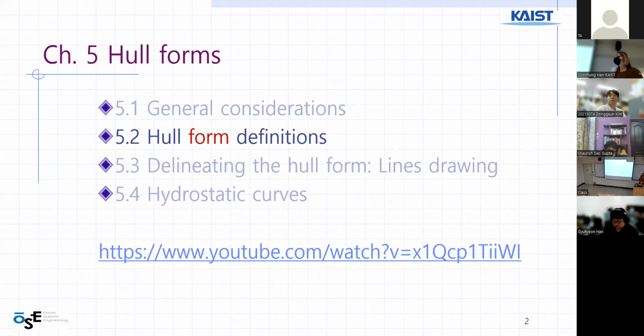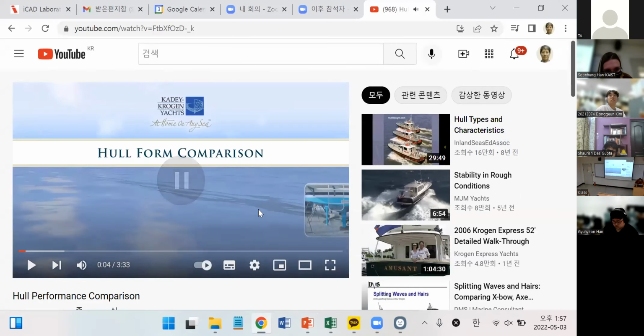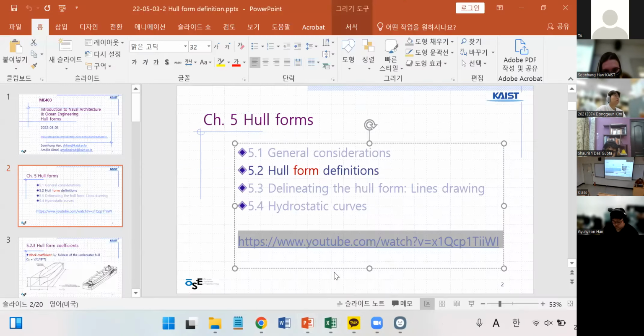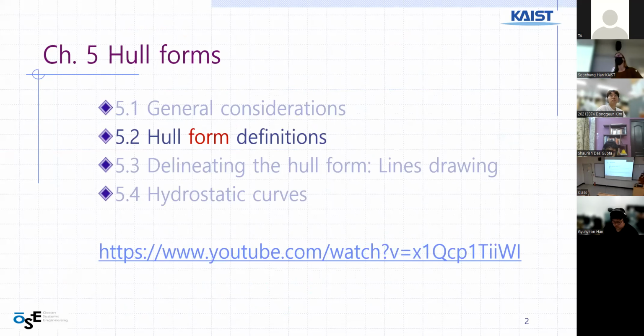Okay, so now we have an idea of the different types of hull of a boat. And I think it was a good introduction because today we're going to talk about hull form definition and design. Because the very first step in designing the hull of a ship is designing its shape and its form.